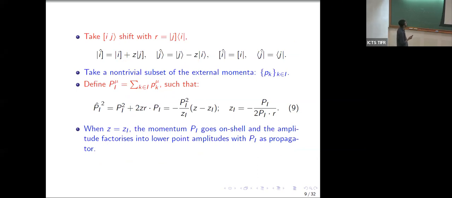So this is the notation for the ith and jth momenta shift. It is called the ij shift, with square bracket i and angle bracket j, with this null momentum choice. This is the shifting condition of the spinor helicity variables corresponding to the ith and jth particles. Take a non-trivial subset of the external momenta, capital I. We can write p_I hat squared like this, where z_I has this expression. From this expression, when z has a pole at z_I, the momentum p_I goes on-shell because p_I hat squared equals zero, and the amplitude factorizes into two lower-point amplitudes with p_I as a propagator.